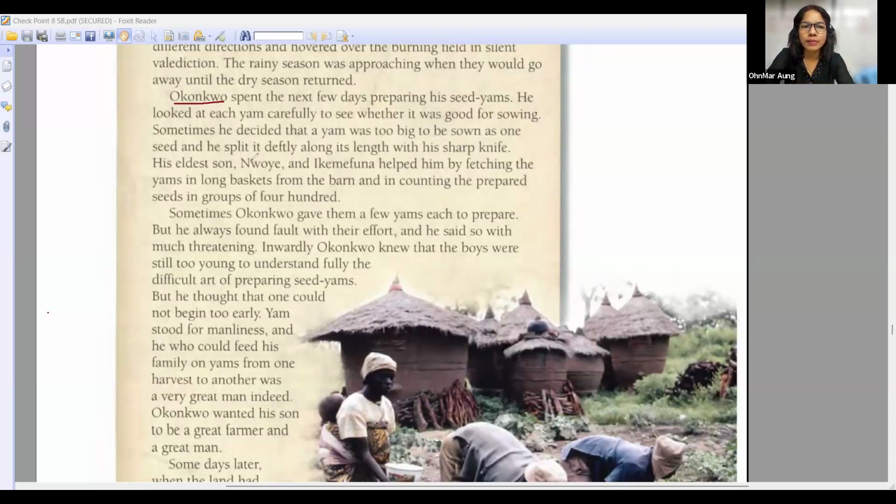His eldest son, Nwoye, that is the name of his eldest son, and another one, Ikemefuna, helped him. They helped him by fetching the yams in long baskets from the barn and counting the prepared seeds in groups of 400. So while he was checking the yams, his son and Ikemefuna helped him. Right, up to that. Okay, go on.